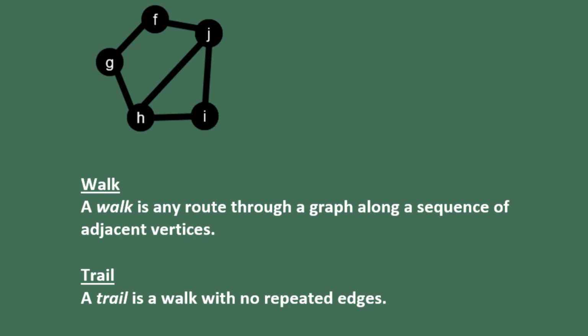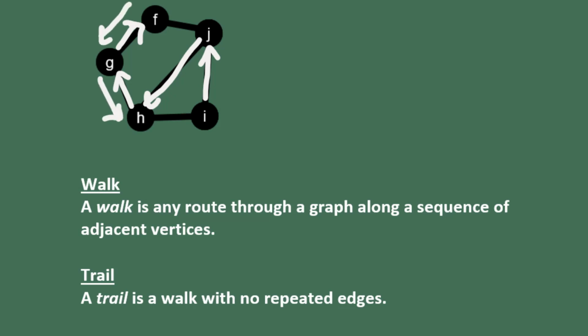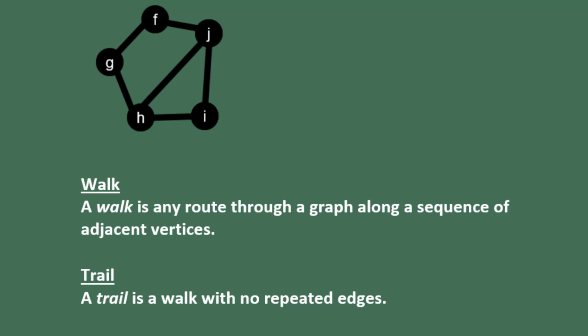A trail is a walk with no repeated edges. I to J and J to H and H to G, then G to F. That would be an example of a trail. What I could not do is turn back around and go from F to G and G back to H and repeat a couple of the edges. That would be a walk, but it would not be a trail. It's important to understand that walks and trails can be called by other names, so check with your textbook for your class to see what terminology they use for the same concepts.